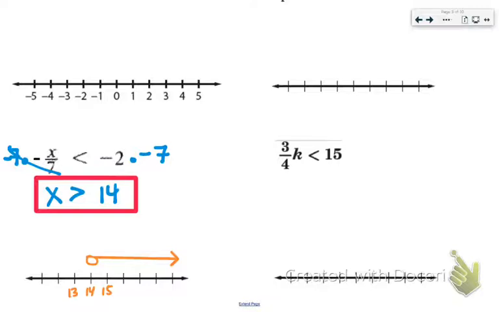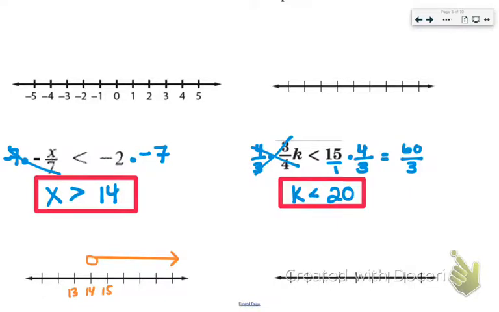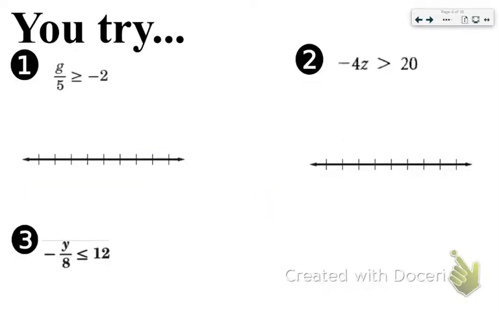Last example, we have a fraction being multiplied by k, so to undo a fraction, we multiply both sides by the reciprocal. We get k by itself on the left, and when we do our fraction multiplication on the right, 60 over 3 reduces to 20. Since we multiplied by a positive 4/3, our sign does not change. So we're graphing k is less than 20 with an open circle. Go ahead and do these 3 U-tries.